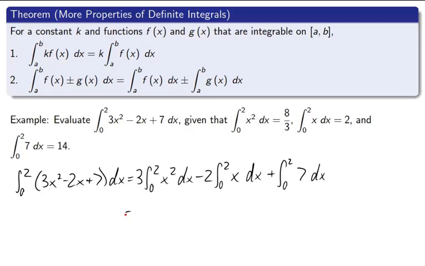Now I will say, I'm given these three integrals. This one I do not have the tools to compute in this particular lesson, so I'm just going to use the fact that it's 8/3. I'm also given that this answer is 2, but I could compute that. X, if I drew it, looks like a triangle with base 2 and height 2, so the area is 2. And then 7, if it were above the axis, would form a rectangle with width 2 and height 7, and that's why the answer turns out to be 14. Anyway, I get 8 minus 4 plus 14, I get 18 for my answer.